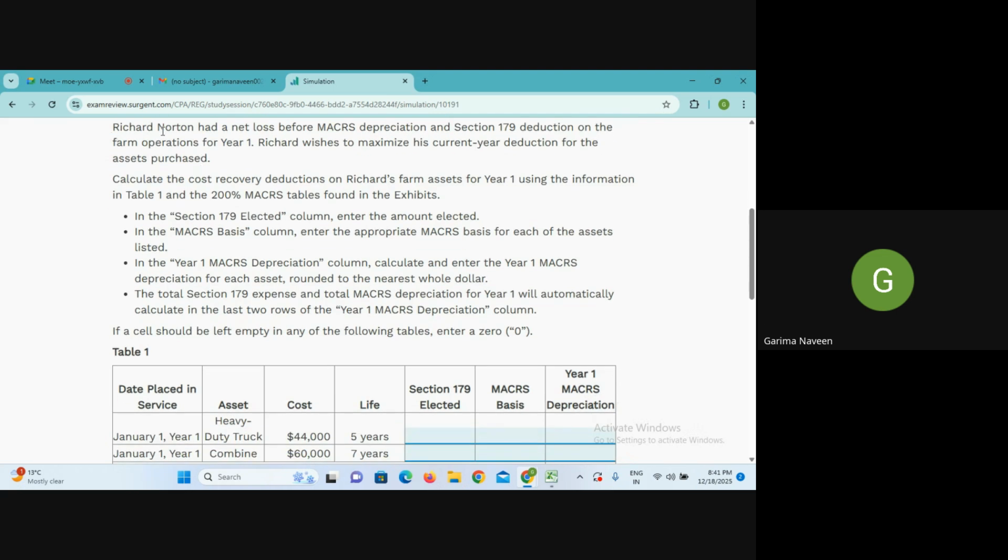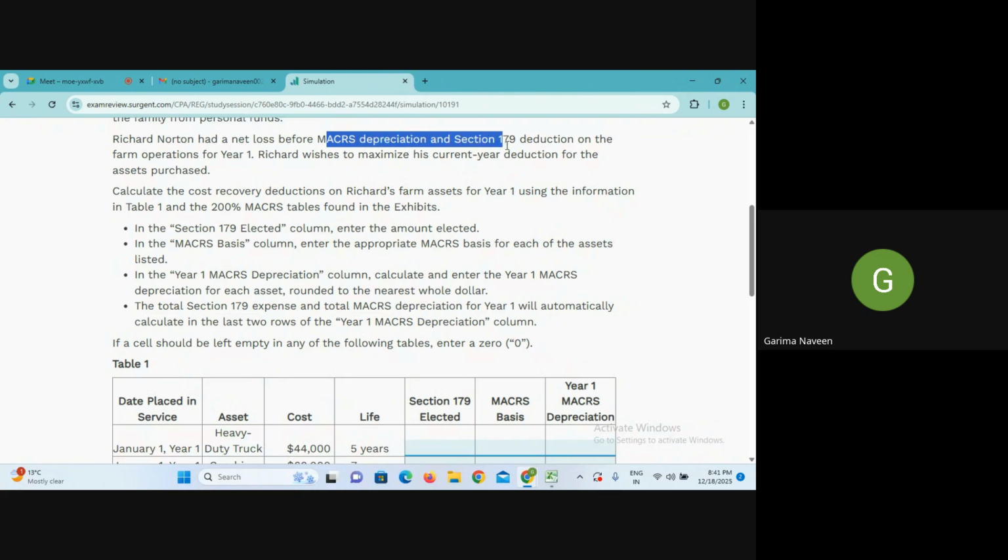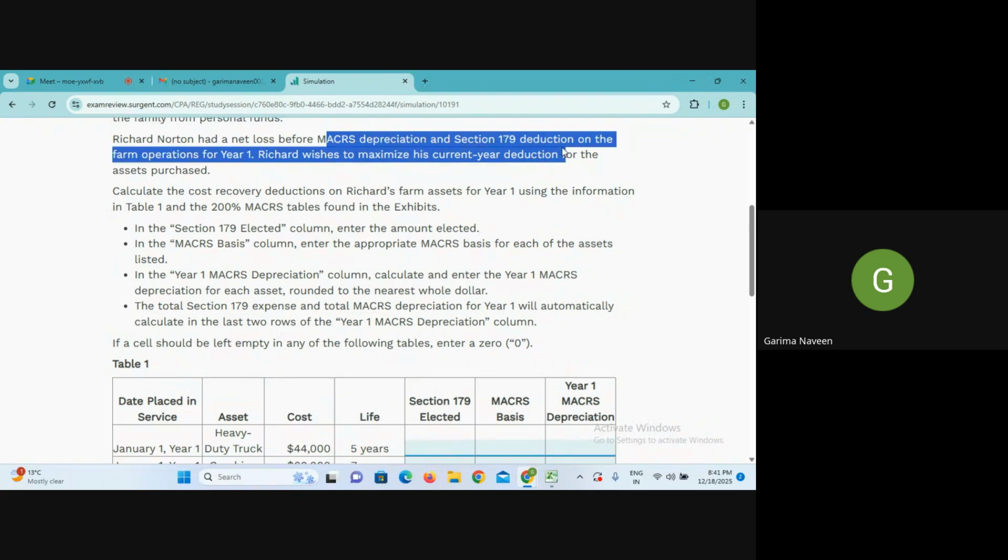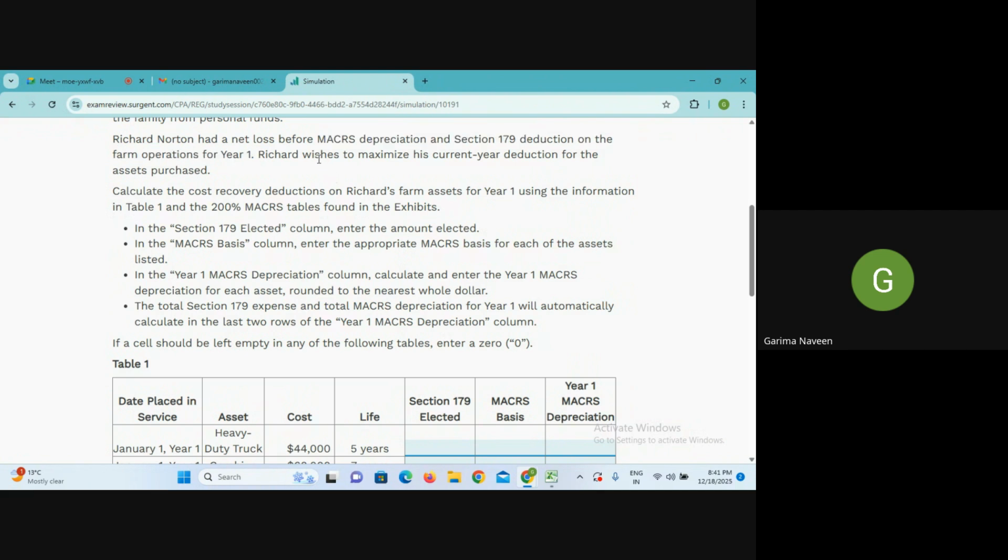Okay. So Richard Norton had a net loss before MACRS depreciation and 179 deduction on the farm operation for year 1. So he wants to maximize his current year deduction for the asset purchase. Calculate the cost recovery deduction on Richard's farm asset for year 1 using the information. So आपको year 1 के लिए calculate करना है.